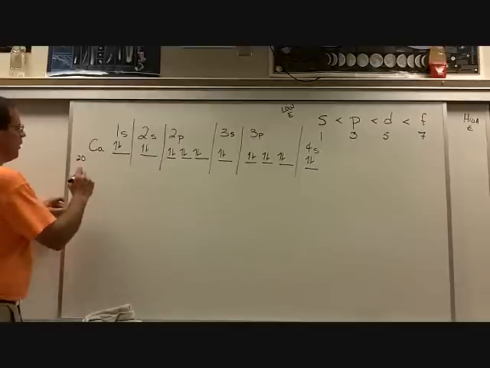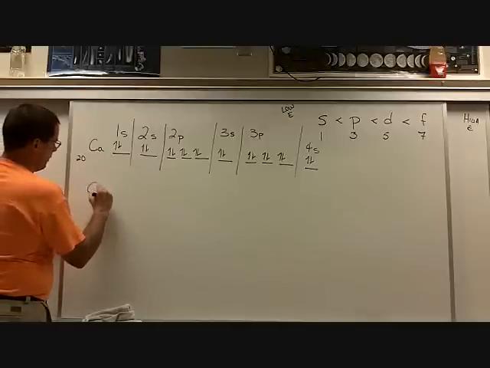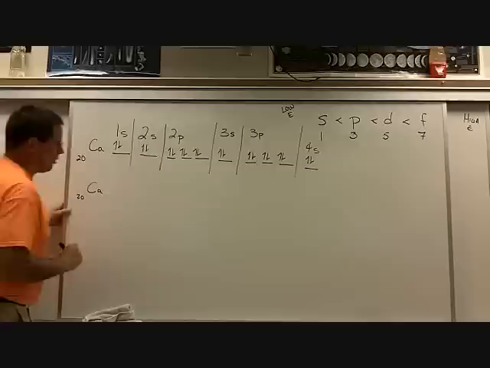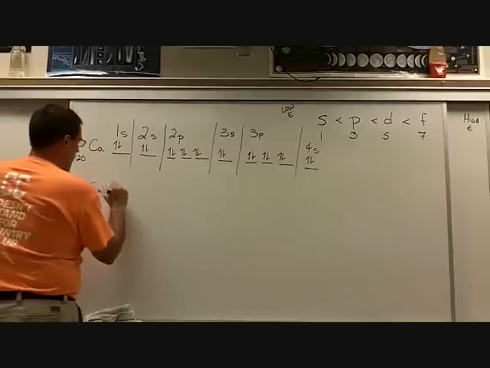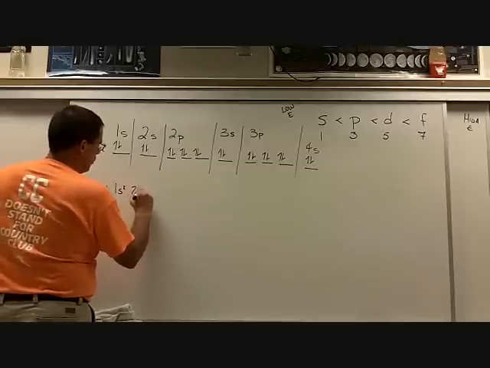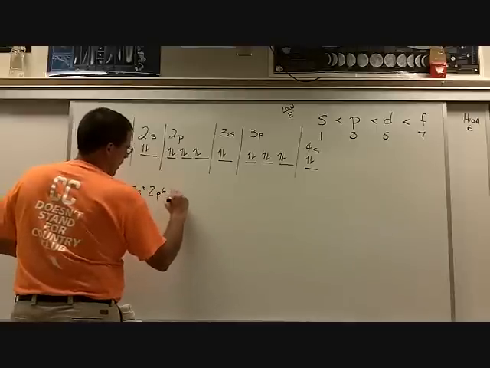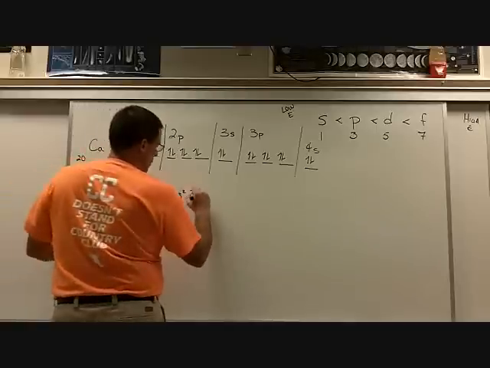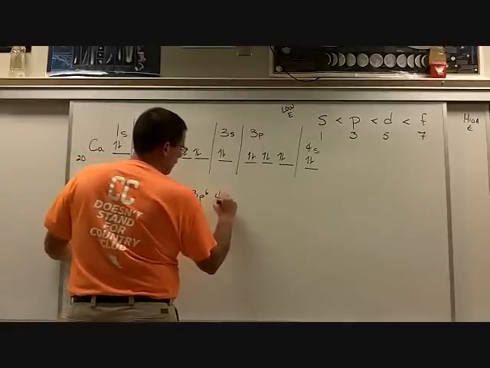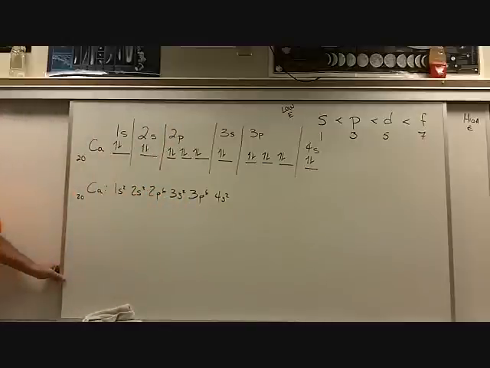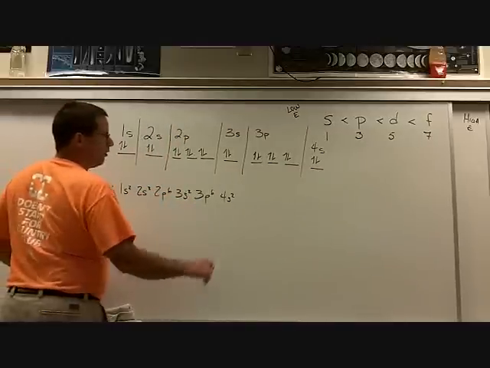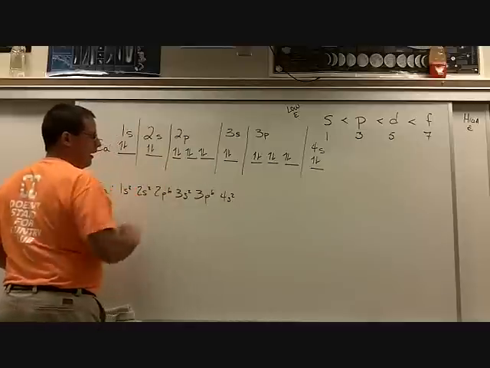All right, let's do the notation now. How would I write the notation? 1s2, 2s2, 2p6, 3s2, 3p6, 4s2. That's sweet. How'd you get 2p6? There's 6 electrons in.